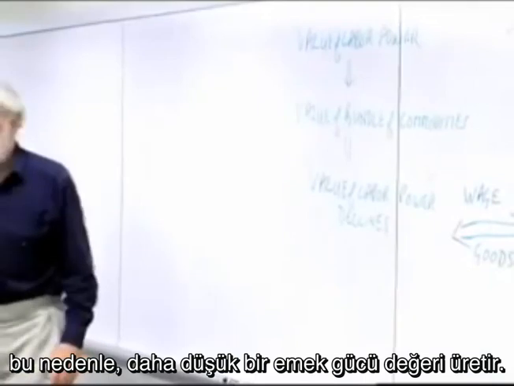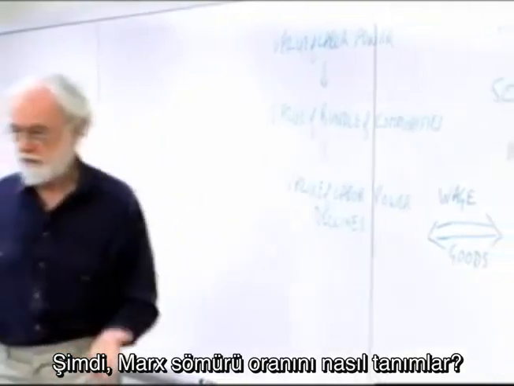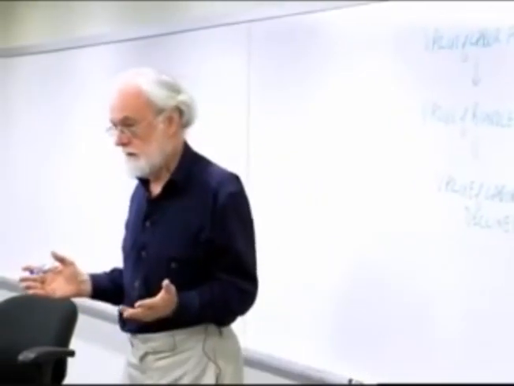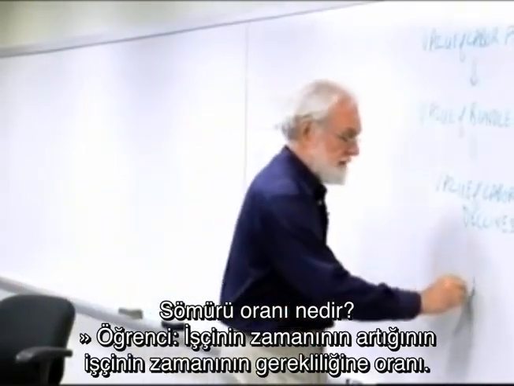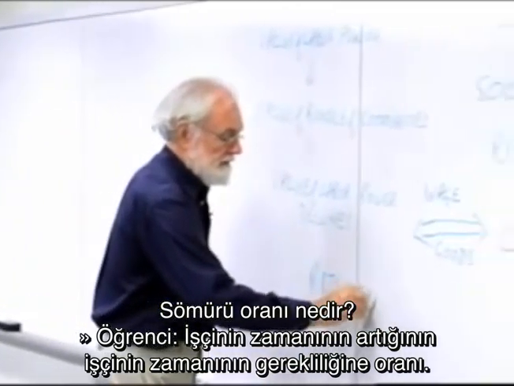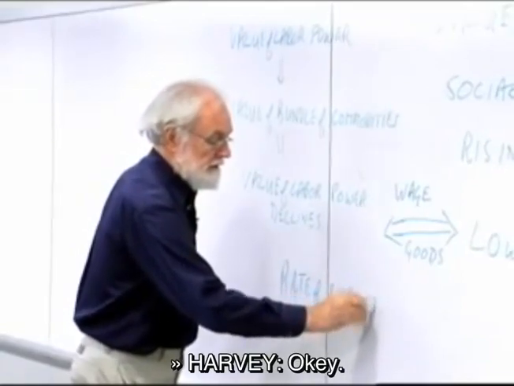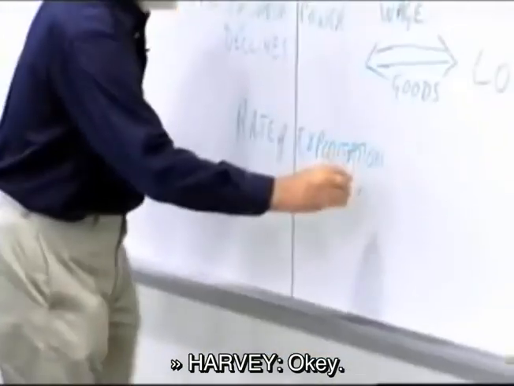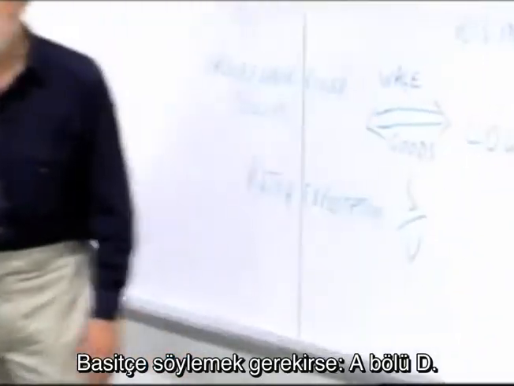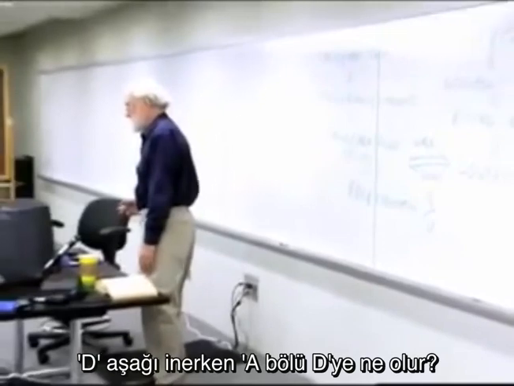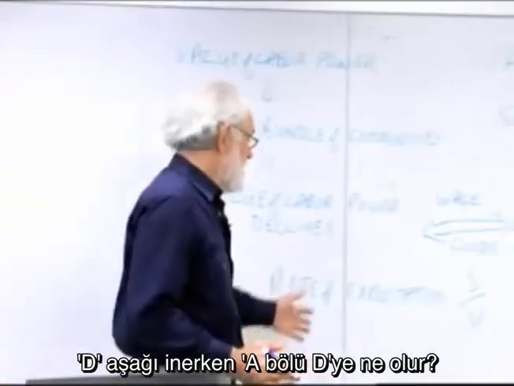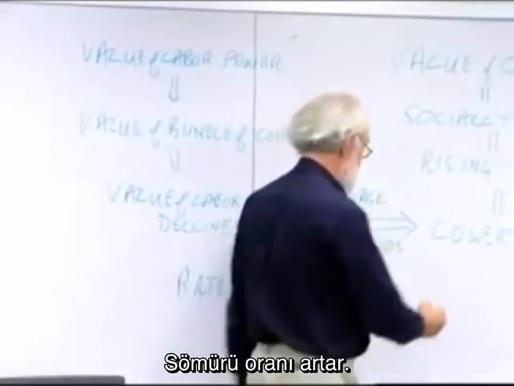Now, how does Marx define the rate of exploitation? What is the rate of exploitation? Okay. Simply put, S over V. What happens to S over V as V goes down? The rate of exploitation increases.